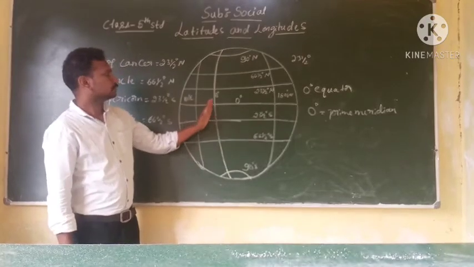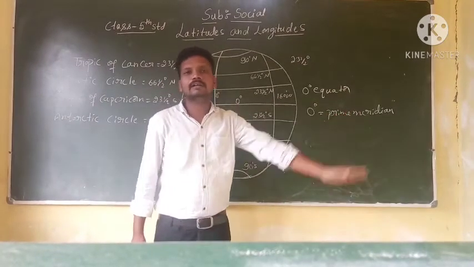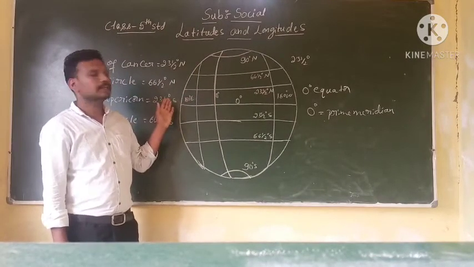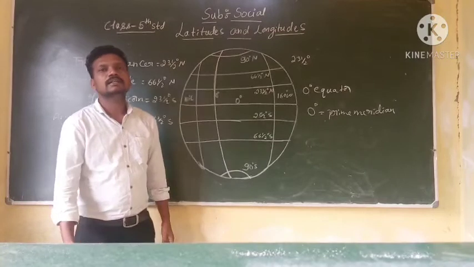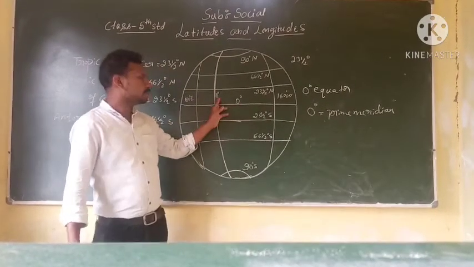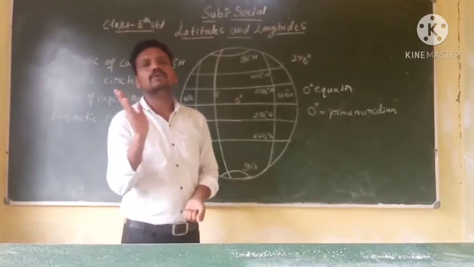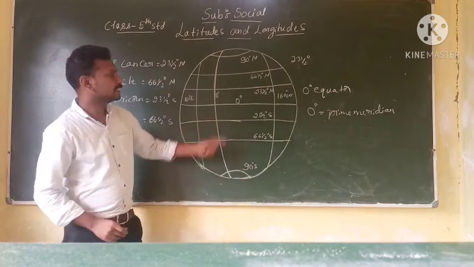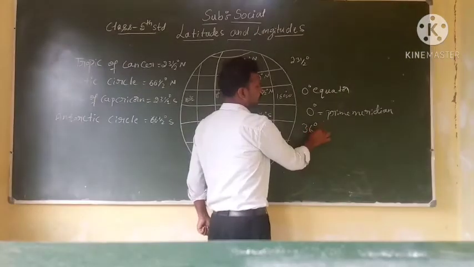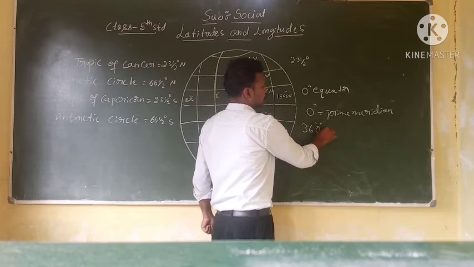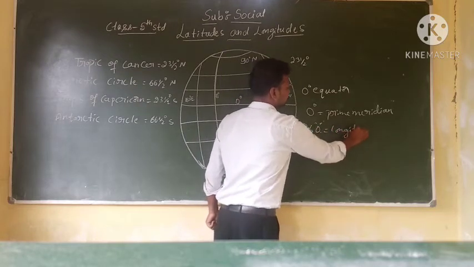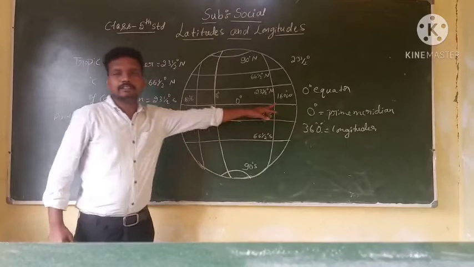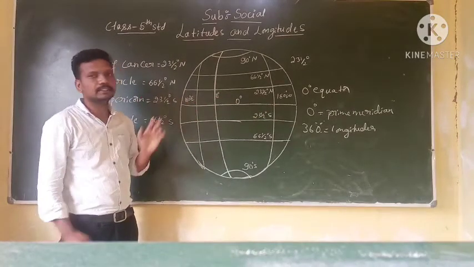From 0 degrees to the west, there are a total of 180 degrees of longitudes, and from 0 degrees to the east, there are 180 degrees of eastern longitudes. The 0 degree prime meridian divides the earth into two halves, the eastern hemisphere and the western hemisphere. So there are a total of 360 degrees of longitudes on the earth: 0 to 180 degrees west and 0 to 180 degrees east.